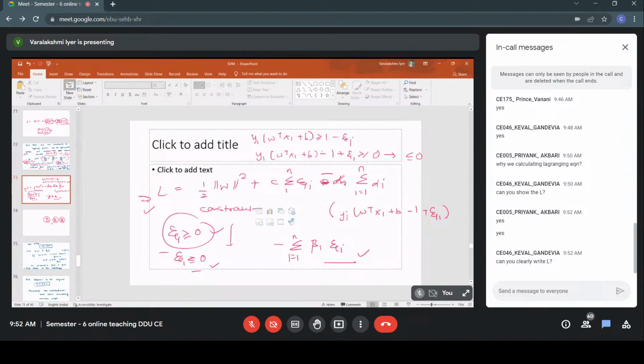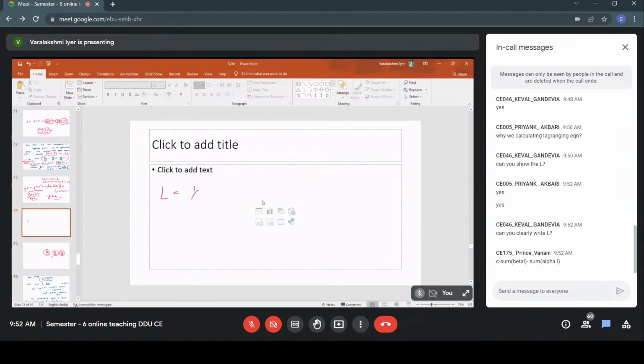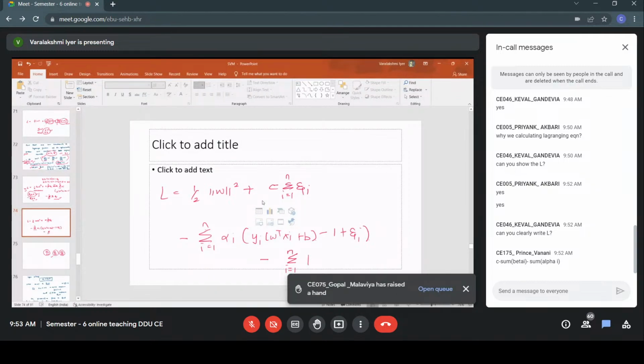Yes. Just a minute. See, L is equal to 1/2 W square plus C summation over i equals 1 to n zeta I, minus summation over i equals 1 to n alpha I into y I times W transpose xi plus b minus 1 plus zeta I, minus summation over i equals 1 to n beta I into zeta I. Okay, C minus sum minus alpha. Okay, that is what you're getting, Priyank.